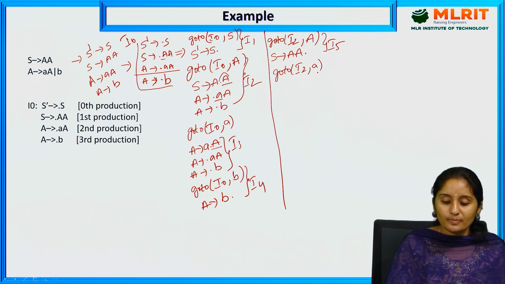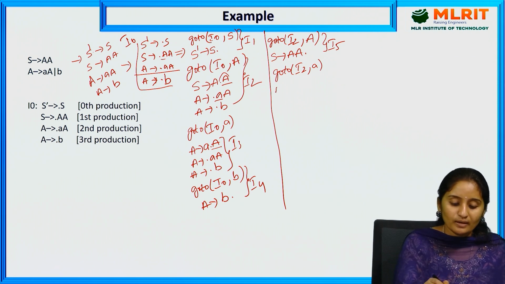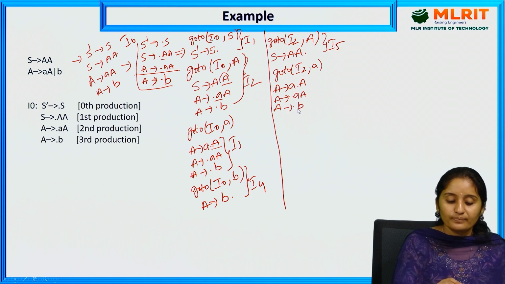Next, goto I2 comma small a. Here what do I have? A tends to a dot A. A is a non-terminal, so we need to write the non-terminal productions: A tends to dot aA, A tends to dot B.